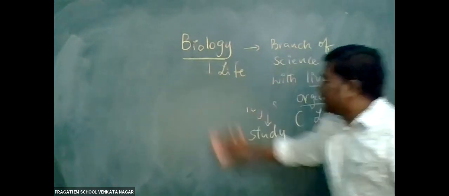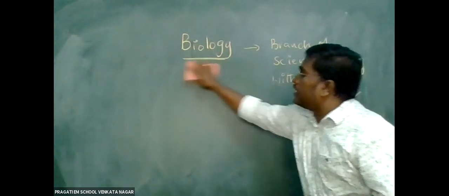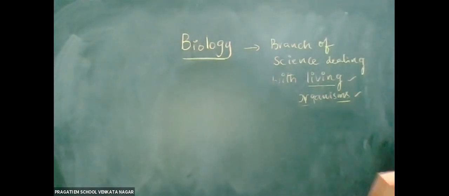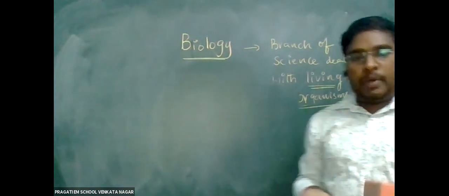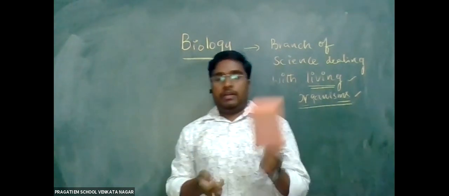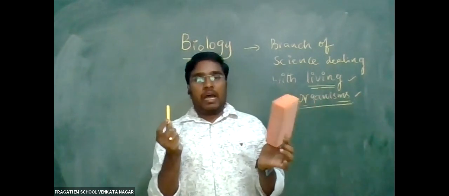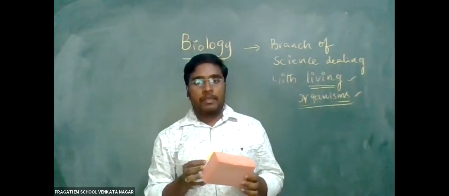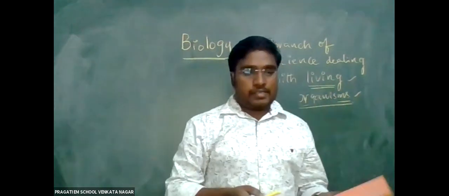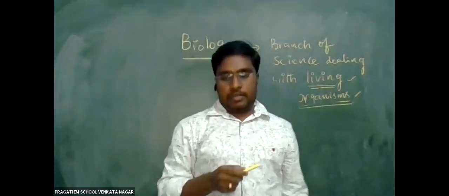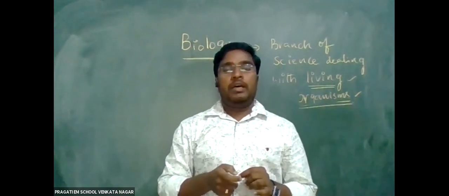Next, here we have written living organisms. What are the living organisms? In my hand, a duster, and this is a piece of chalk. Are these two things living things? No, these are not living things. Am I a living thing? You are a living thing? Yes, we both are living things.